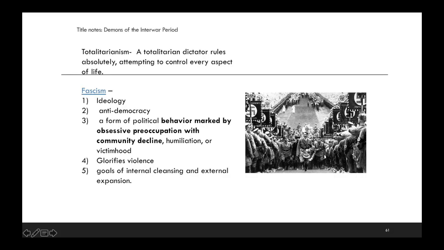Fascism is one such demon in the interwar period. It's an ideology, which is an action-oriented belief system. It's anti-democratic at its core. It thinks democracies are inherently weak and that they can cause instability in societies. It has this fixation on a rebirth of society. It thinks that violence can help cleanse society, etc. That's what fascism is all about. So it's a demon in the interwar period.